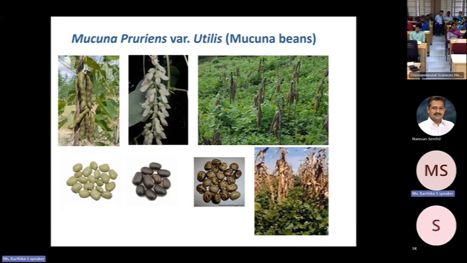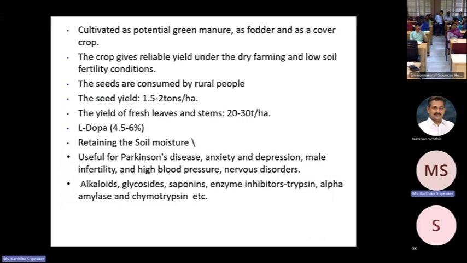And then it is having one unique character, L-dopa, 4 to 6%. It is highly useful, a natural medicine for Parkinson's disease, neuro disorders. It is a dopamine precursor. Otherwise, we have to take it from synthetic sources, not necessary. If you're consuming the seeds after processing, the residual L-dopa is working fine. It's no problem at all.